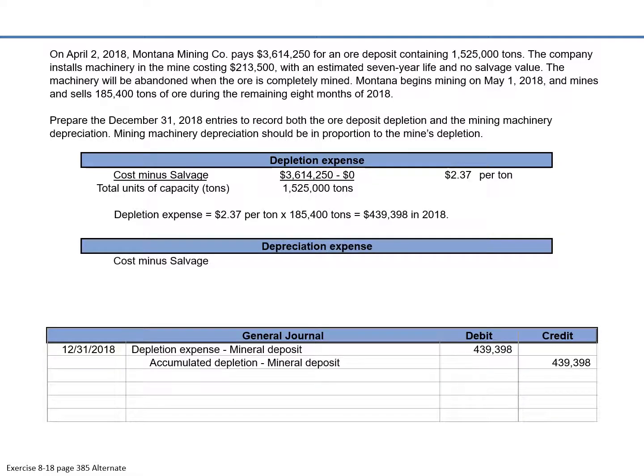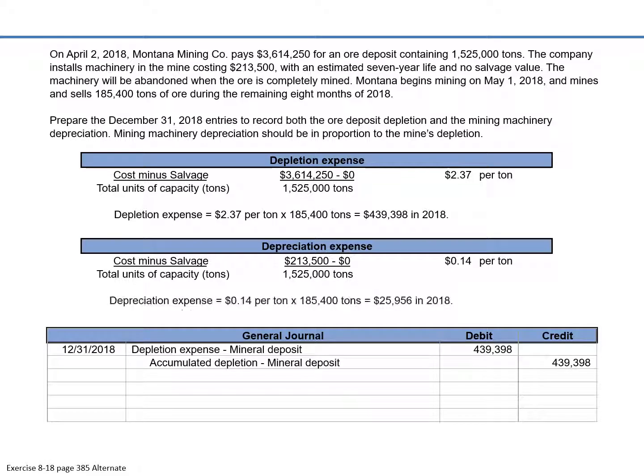Then we have to compute our depreciation expense. They tell us it should be proportionate to the mine's depletion, so that means the units of production method, basically. Cost minus salvage divided by total units: 213,500 minus 0 divided by 1.525 million tons is 14 cents per ton. 14 cents per ton times 185,400 tons is $25,956, debit depreciation expense and credit accumulated depreciation.